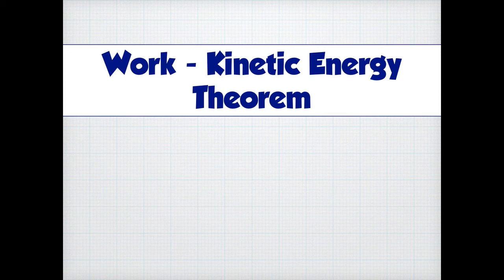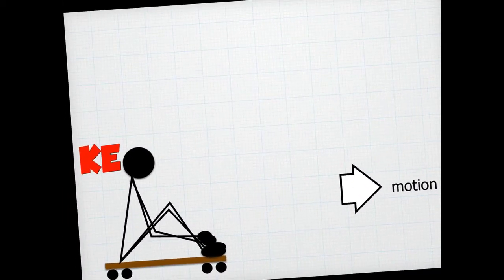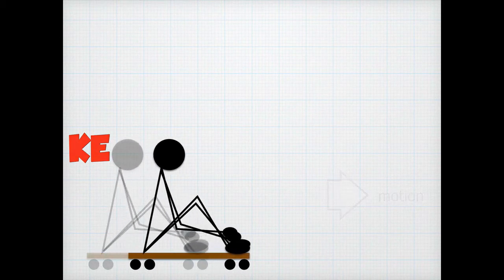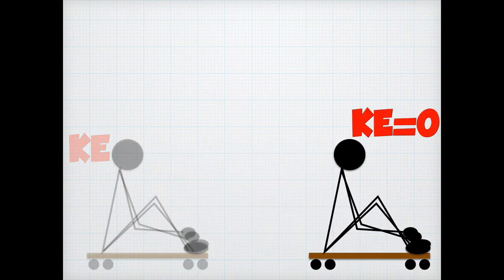This video is going to explain the work kinetic energy theorem. Let's suppose we have a rider and a board moving across with some velocity, so they're going to have some kind of kinetic energy. And they're going to move until they don't. Eventually they're going to come to a rest because friction is going to slow them down. So now when they come to a rest, their kinetic energy is going to be zero.